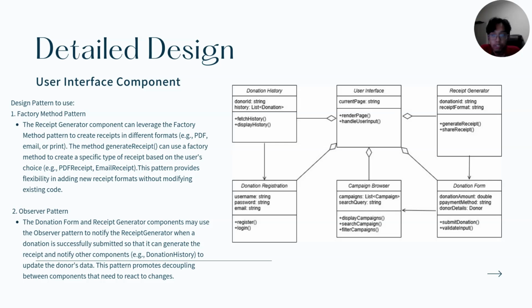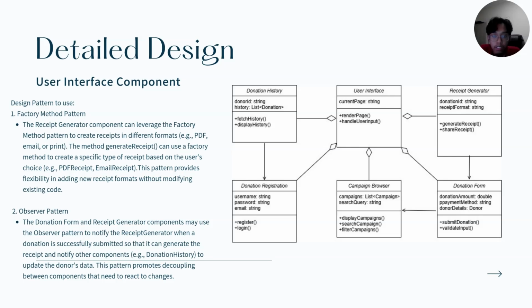So now I will talk about the detailed design of our web-based donation management system. For the user interface component of our system, it can be represented using a class diagram like is shown in the slide. As you can see, there are 6 different components or classes which represent the subcomponents of the user interface component. We have the donation history, donation registration, campaign browser, donation form, receipt generator, and the user interface class itself. So each of the 5 different subcomponents are aggregates of the user interface class.